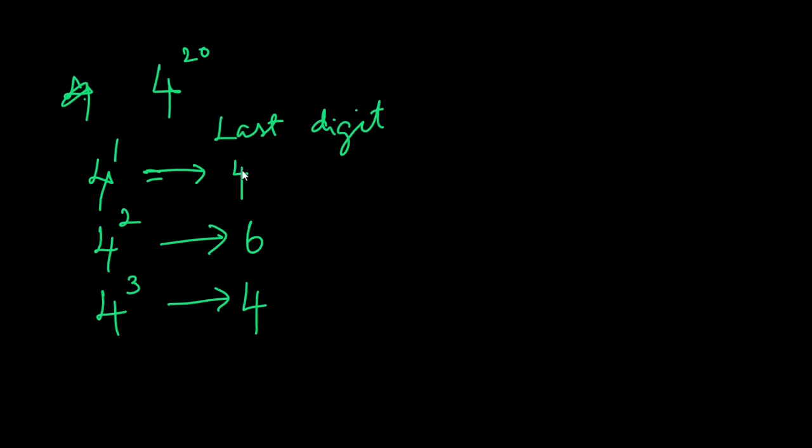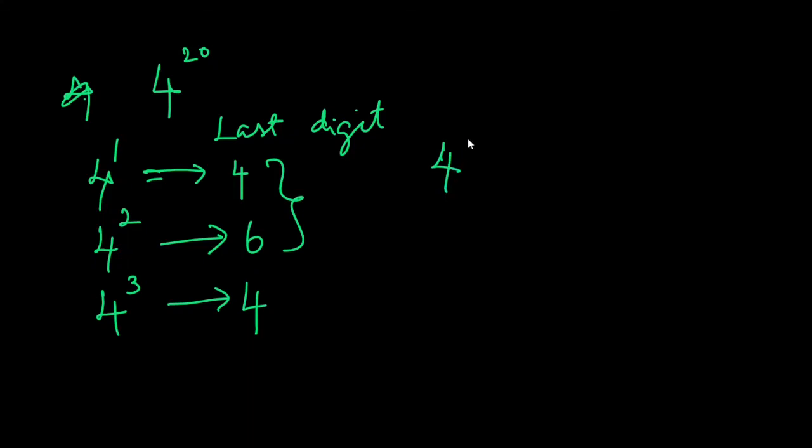4 power 1, we get last digit 4. 4 power 2, multiply this with 4, we get 16, so last digit is 6 here. So 4 power 3, that means 4 power 2 into 4. The last digit is 6, we multiply it by 4. So we get 24, last digit is 4 here. So they get repeated. Only two terms here.